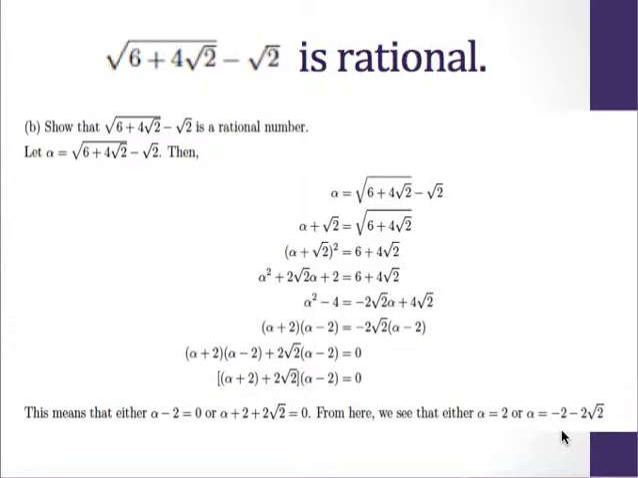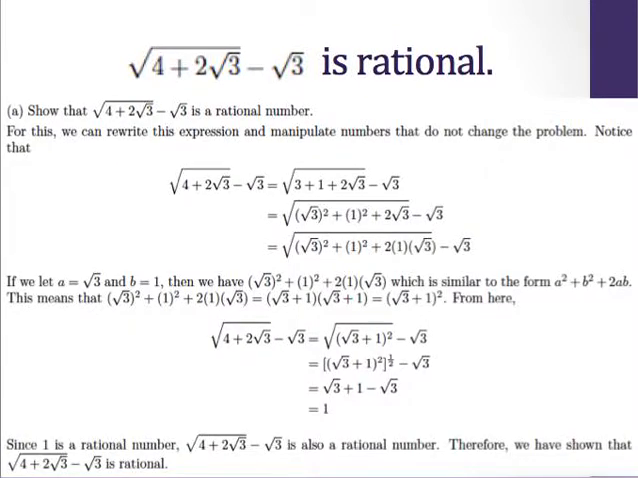So using the same logic as before, this solution is impossible since we started out with an alpha that was greater than 0, and this solution is negative, so that's not right. So we're left with alpha equals 2, which is our rational solution that shows that this is also rational.